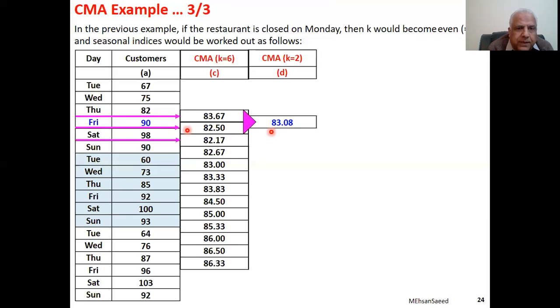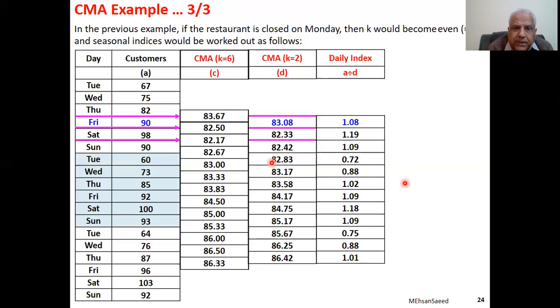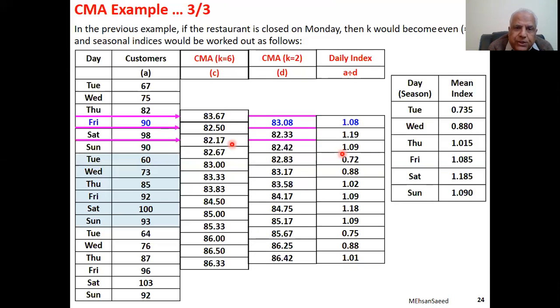So first of all, we can find out CMA for the entire data set. And having found that, we can now divide 90 by 83.06, 98.82. We'll get these indices. Again, we can take the average for each day, and these are your new indices based on 6 days a week. So that, ladies and gentlemen, was the concept of centered moving averages.